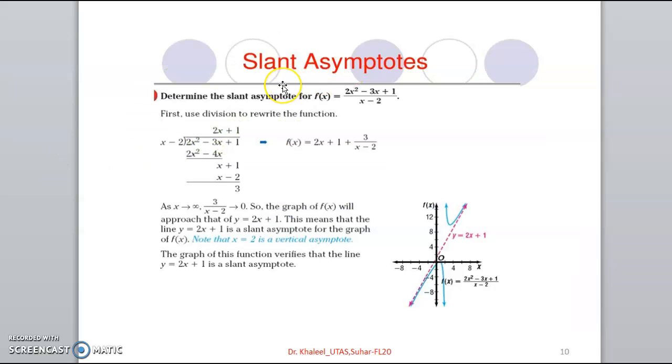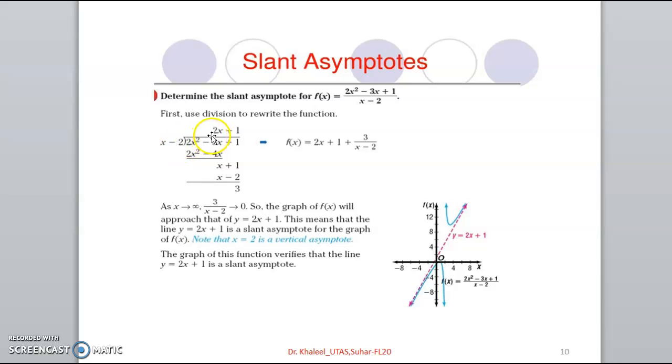Let's come to the slant asymptote. Let's determine the slant asymptote of this one. Now you see the degree of the numerator is 2, the degree of the denominator is 1, so the numerator is greater. So what we will do, we divide it. So 2x square minus 3x divided by this. I should have the same first term, so I will multiply x into 2x. So x into 2x becomes 2x square.